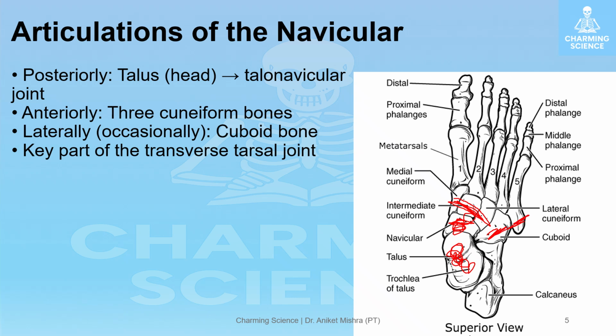These articulations are collectively part of the midfoot and contribute to the transverse tarsal joint, which also includes the calcaneocuboid joint, and the transverse tarsal joint allows the forefoot to rotate relative to the hindfoot, enabling the foot to adapt to different terrains while maintaining balance. Overall, the navicular articulations are essential for both flexibility and stability of the foot during walking, running and jumping.